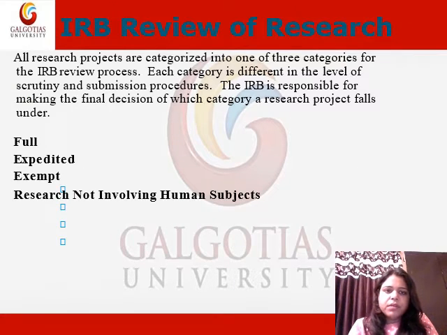IRB review of research. All research projects are categorized into one of three categories for the IRB review procedure. These categories differ in level of scrutiny and submission procedure. The IRB is responsible for making the final decision of which category a research project falls under: full, expedited, exempted, and research not involving human subjects.